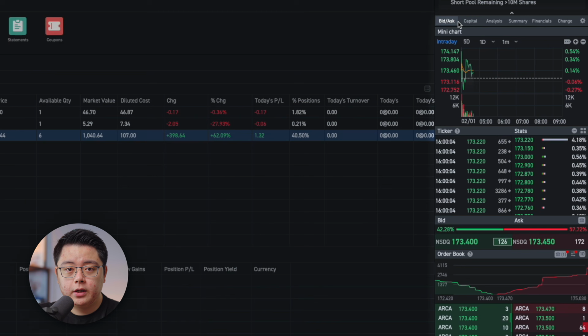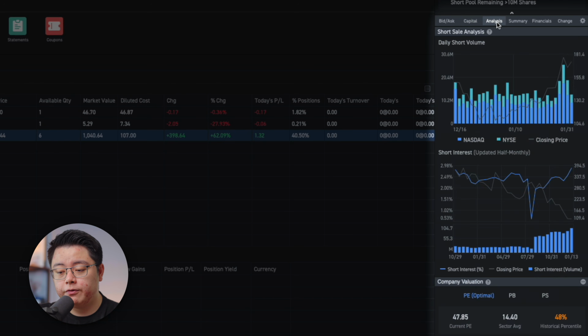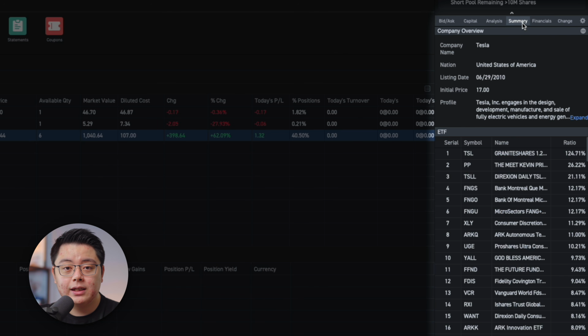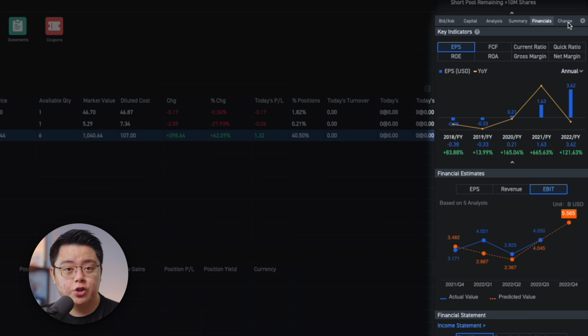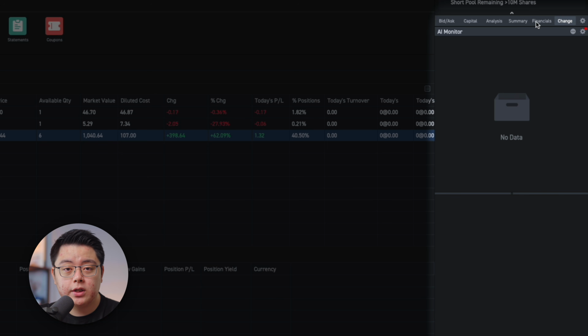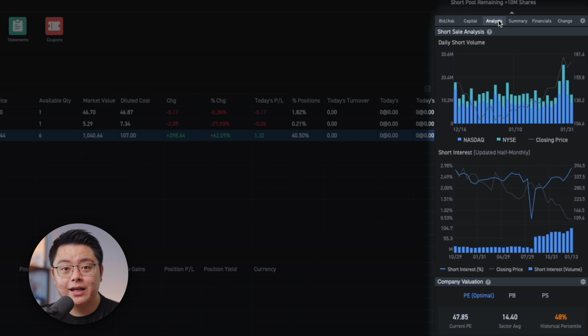And before I move on from here, you will notice that this section can also be further divided into capital, analysis, summary, financials, and change. But for investors, we can just focus on the two tabs here, analysis and financials.